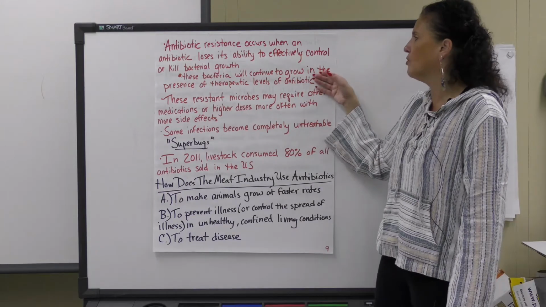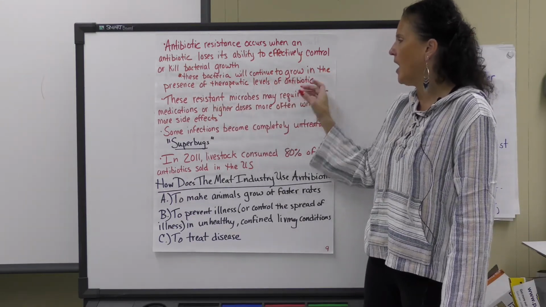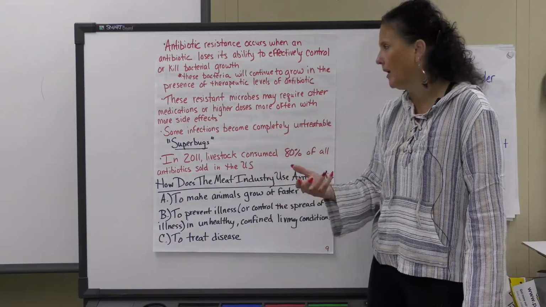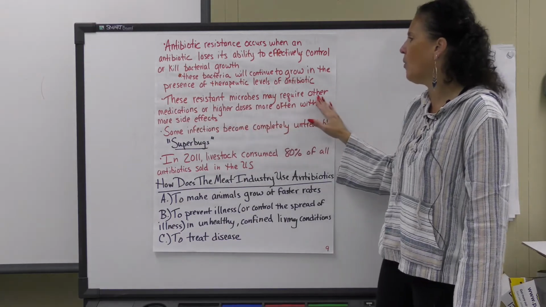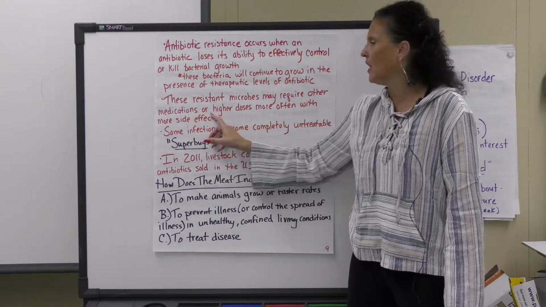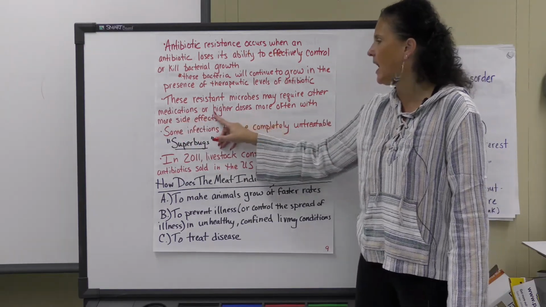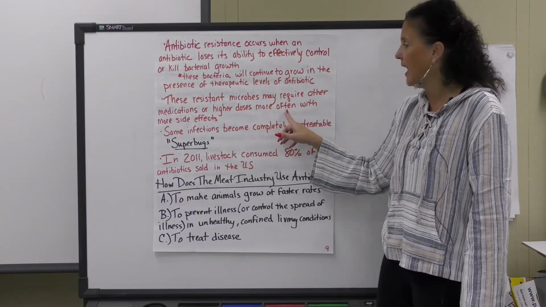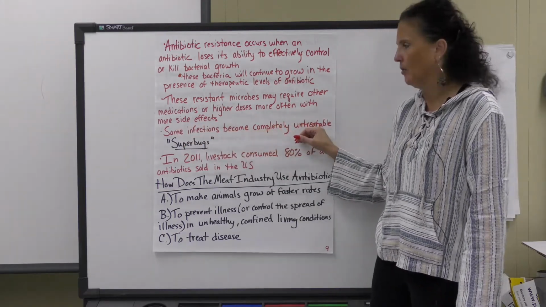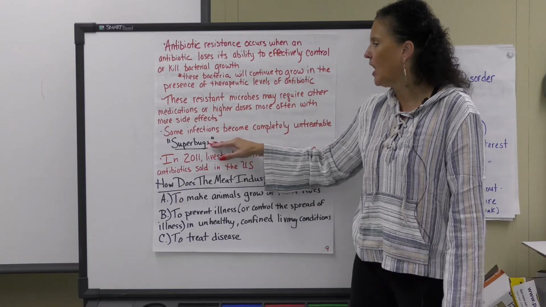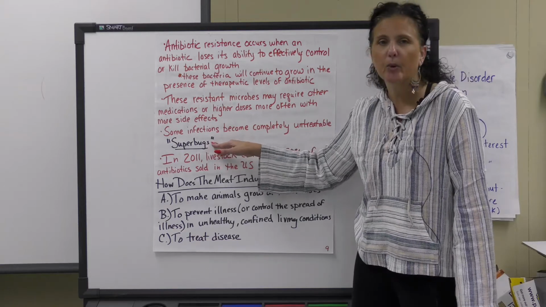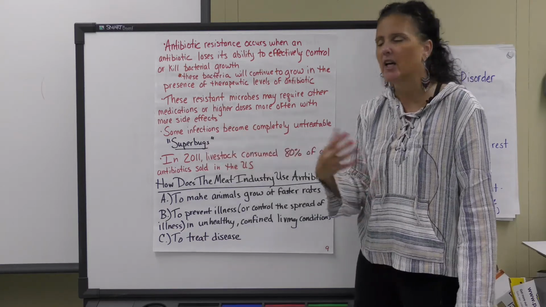These bacteria will continue to grow in the presence of therapeutic levels of antibiotic. Therapeutic meaning what they give you to get rid of it. So it's not going to kill them. They're just going to keep growing and growing. These resistant microbes may require other medications or higher doses more often with more side effects. So you're getting more adverse side effects because you have to take a higher dose, maybe 4 times a day, to get rid of your bacterial infection. Some infections become completely untreatable. Those are called superbugs. A lot of people will get these and it kills them because we don't have any antibiotics to fight the superbugs, because they're so resistant to any antibiotic treatments.